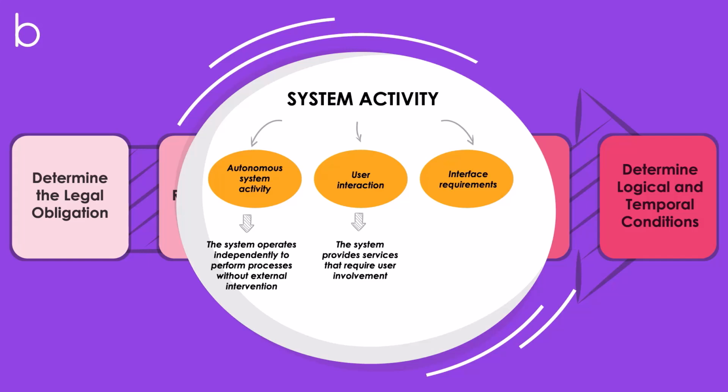The third type of system activity involves interface requirements that dictate the system's behavior based on external factors, such as interactions with third-party systems. In this case, the system may remain passive until triggered by an external event, demonstrating its reliance on external stimuli to initiate processes.